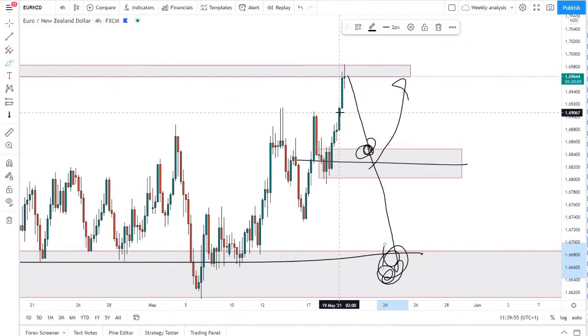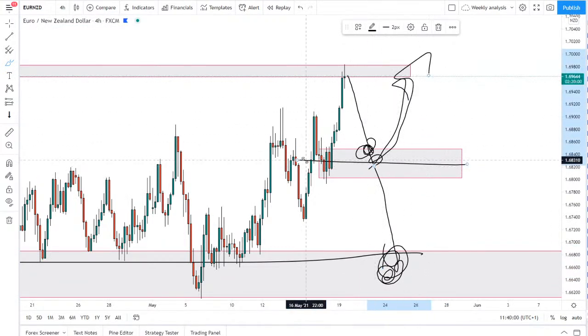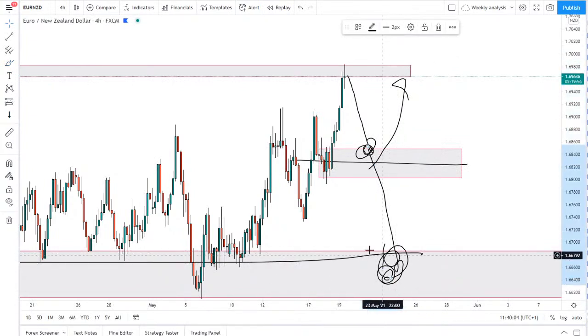But again, wait for those confirmations. And if price does return back to the area, it probably wants to go and break through it anyway. So yeah, it does look like a good opportunity there. But again, just make sure you wait for your confirmations, and price action, of course.